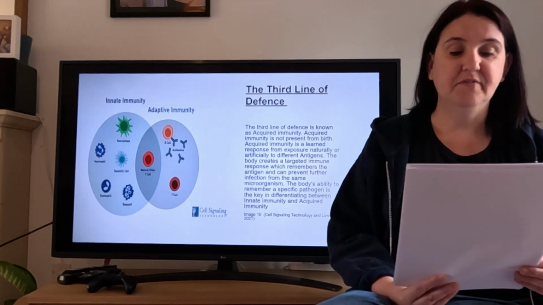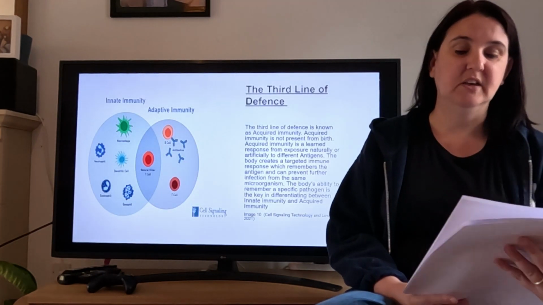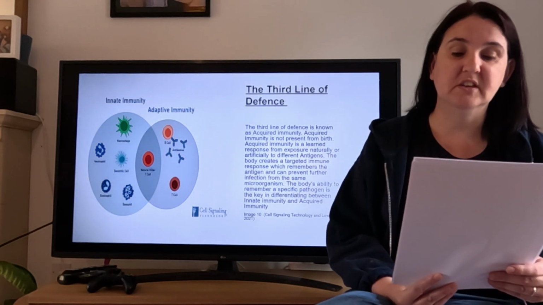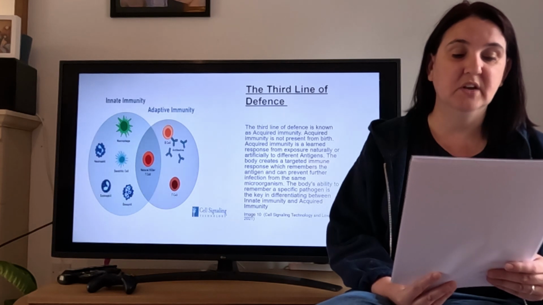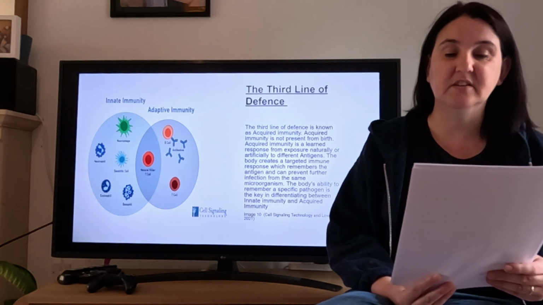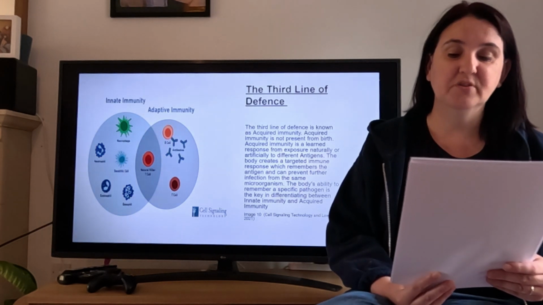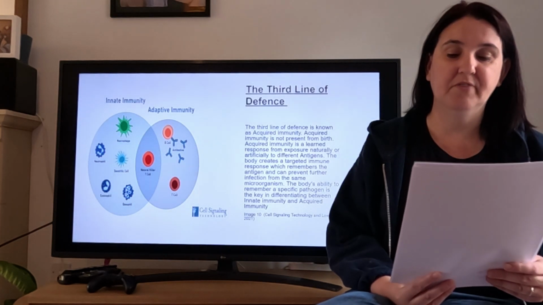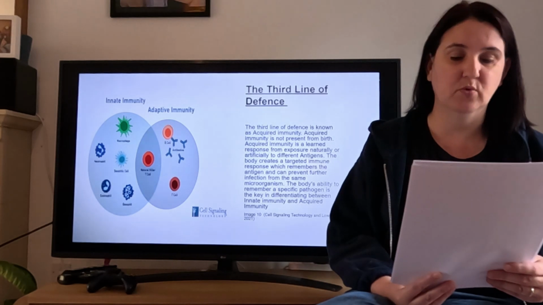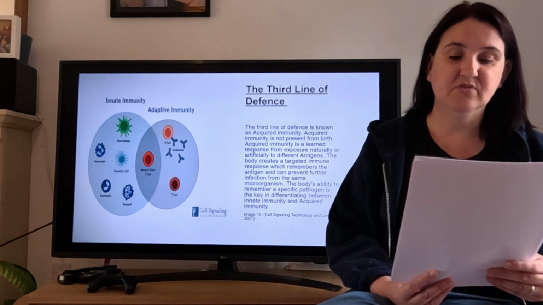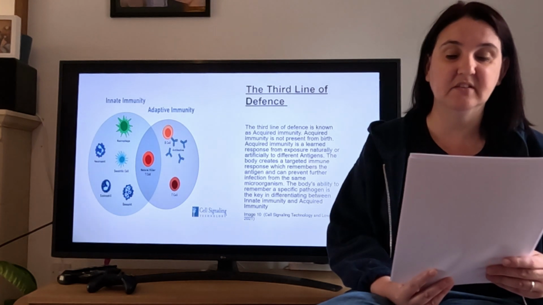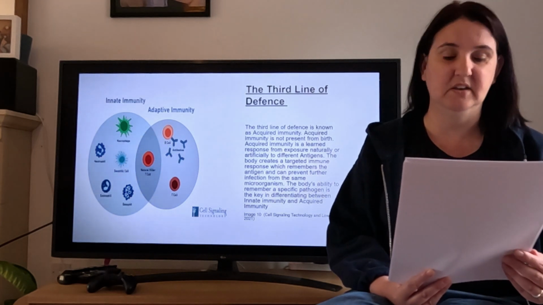They can take one of the following forms: proteins, carbohydrates, fats and nucleic acid. The third line of defence is known as acquired immunity. Acquired immunity is not present from birth. Acquired immunity is a learned response from exposure, naturally or artificially, to different antigens. The body creates a targeted immune response which remembers the antigen and can prevent further infection from the same microorganism.